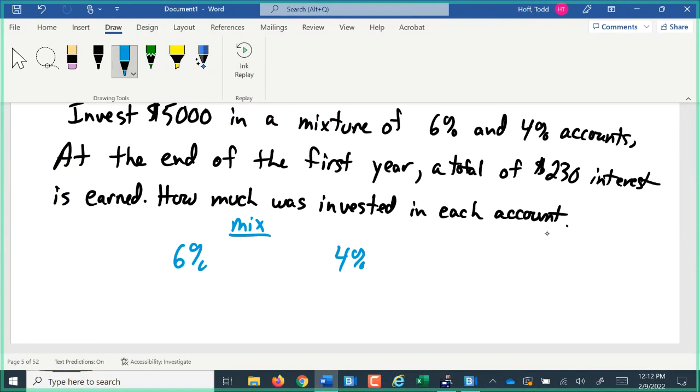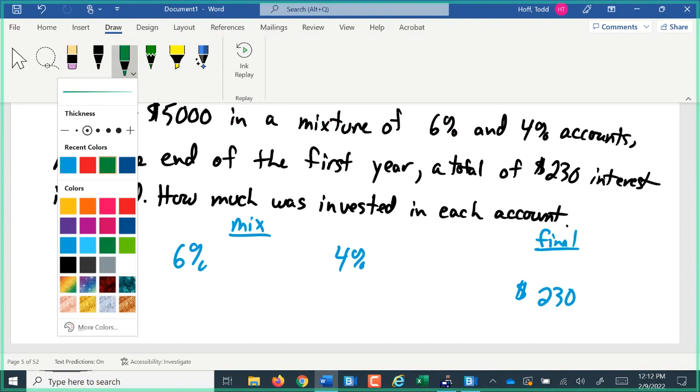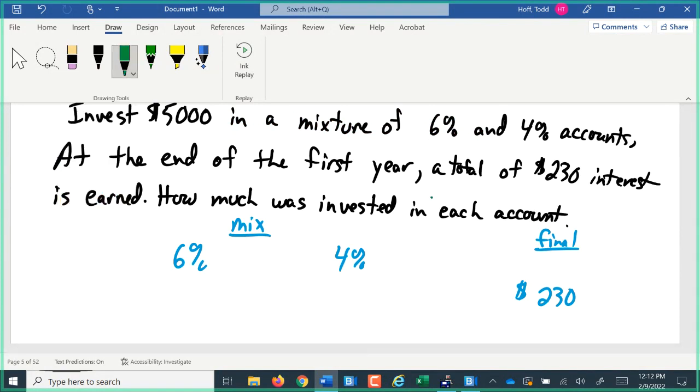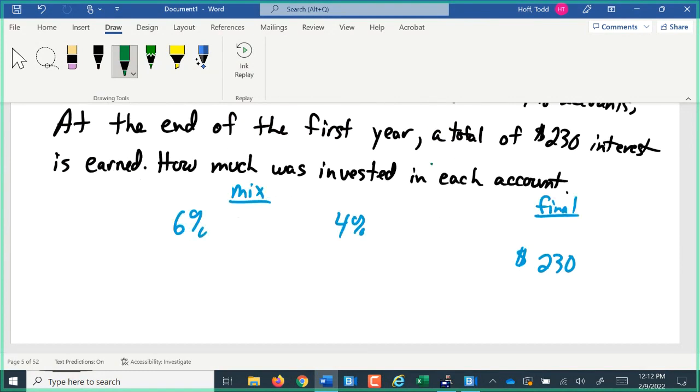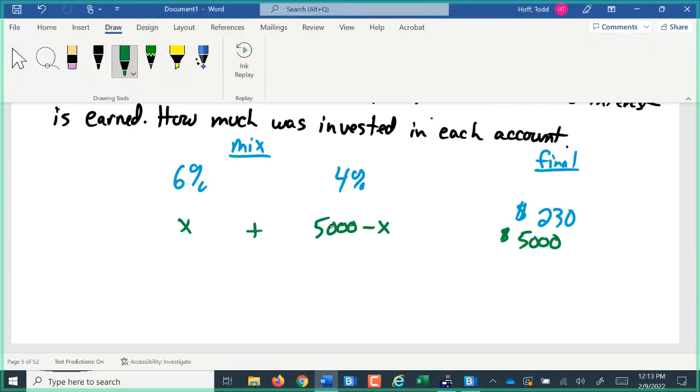And our final amount, $230. Now we don't know how much was invested in each account, but we do know it was a total of $5,000 invested. So if I let X be the amount invested in the 6%, 5,000 minus X would again be the amount invested in the 4%. Add up.